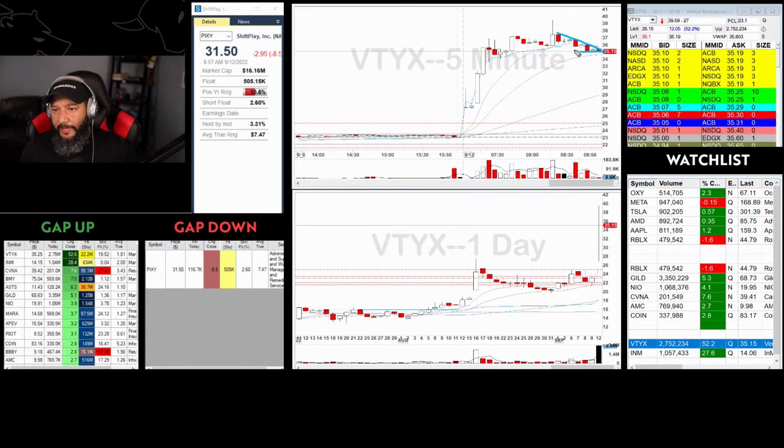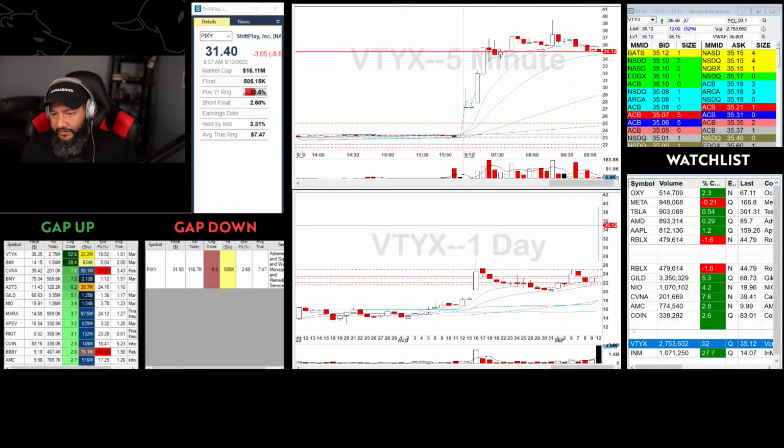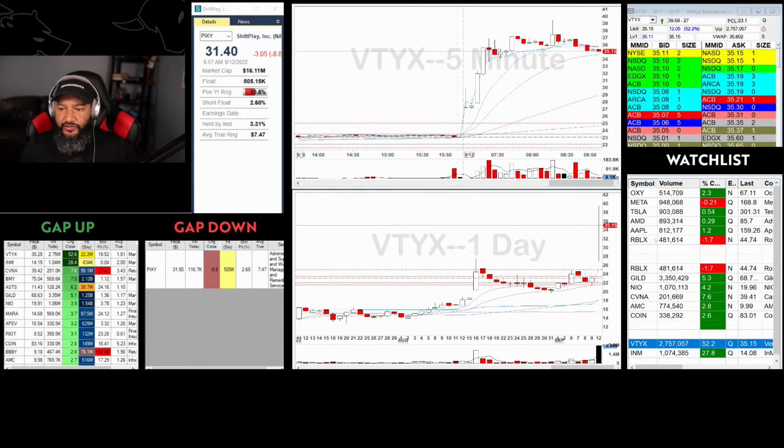Again, it's just my opinion. I don't know what's going to happen with this, but I will not be looking to take this long if I was trading this thing. Be very, very careful because this weakness you're seeing here, it could be a breakdown coming. Doesn't mean to take it short. It's just a stock that you want to be very careful what you're doing here.